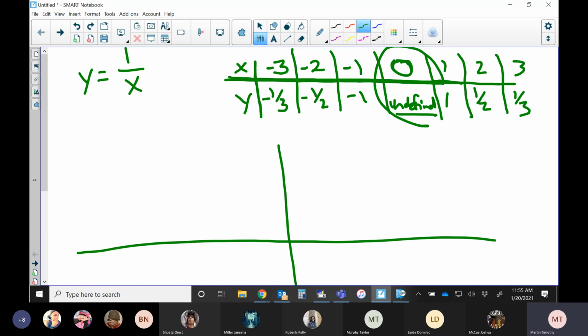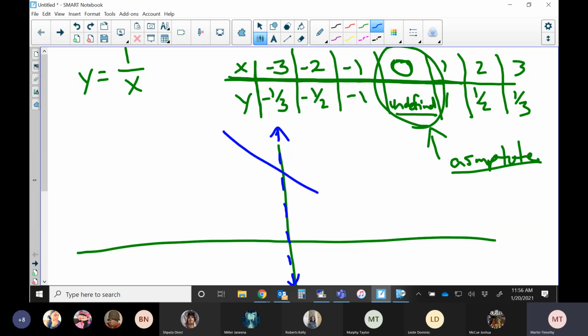Right here, this is called undefined. This is that new word called an asymptote. Asymptote, okay? That means that on this graph, there will be a dashed line at x equaling 0, and the graph will never, ever, ever touch or cross that line. Vertical asymptotes are very definitive. That means the graph will never, ever cross that. That will never happen.